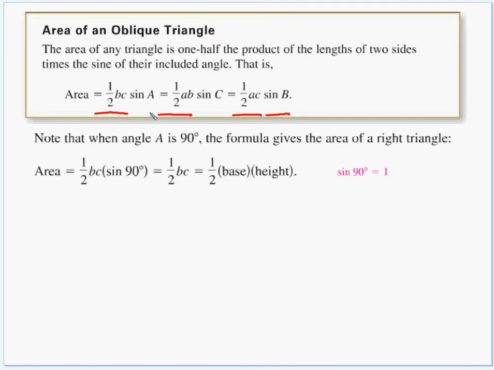Notice each letter is only represented once. A, B, C, A is the angle. A, B, C, C is the angle. A, B, C, B is the angle. And note that these even work when the angle is 90 degrees, because the sine of 90 would be 1, so it'd just be base times height.